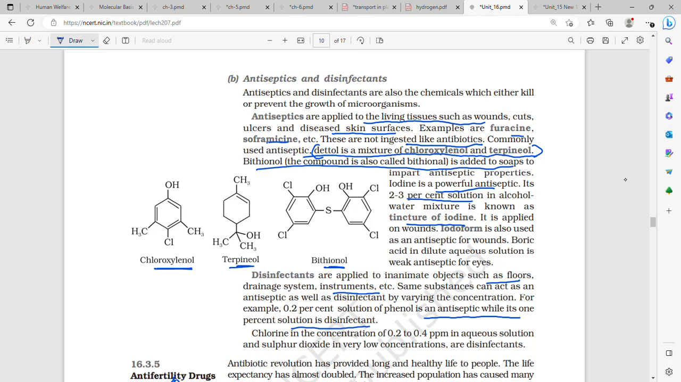Antiseptics and disinfectants are also chemicals which either kill or prevent the growth of microorganisms. Antiseptics are applied to living tissues such as wounds, cuts, ulcers, and diseased skin surfaces. They are not really ingested per se. Examples are Furacin and Soframycin. They are not ingested like antibiotics. They are commonly used as antiseptics.